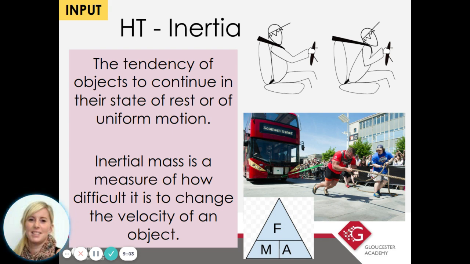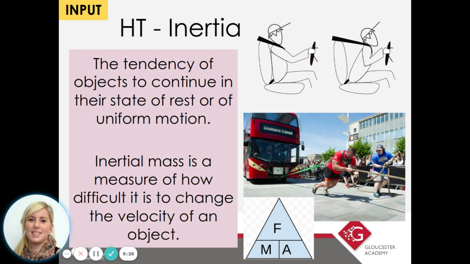Why does your body keep going forward? So in that picture there, you've got the person with the seatbelt on and the steering wheel. They've put the brakes on and their body keeps going forward even though the car is stopping. And it's because your body has got inertia, okay? So it's the tendency of objects to continue in their state of rest or of uniform motion.